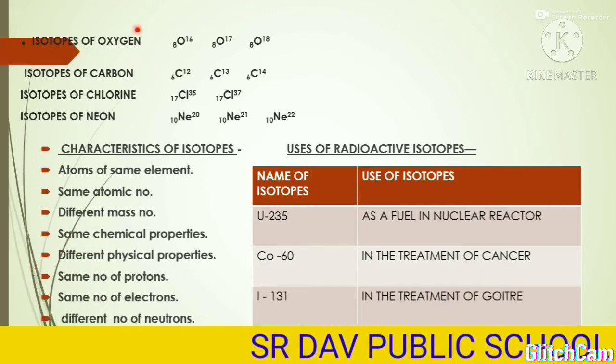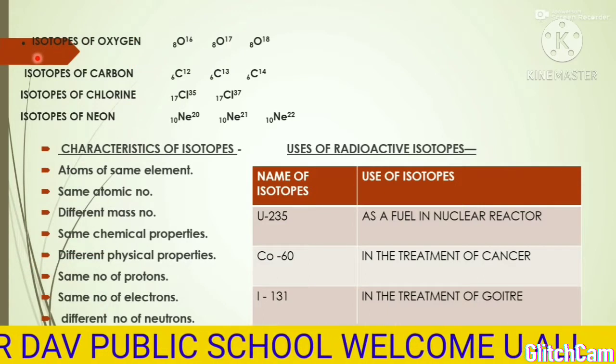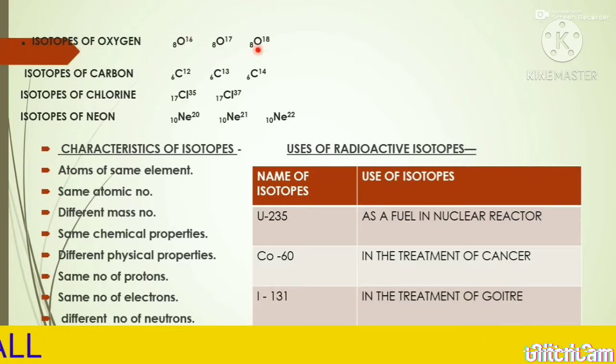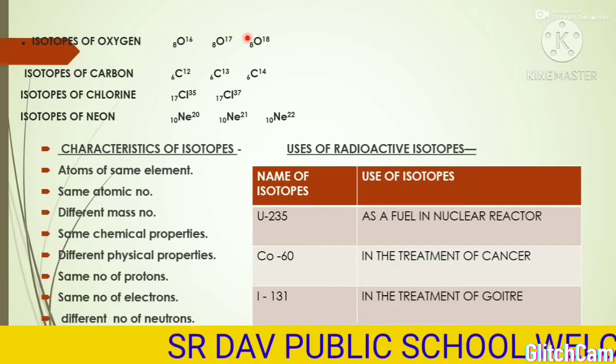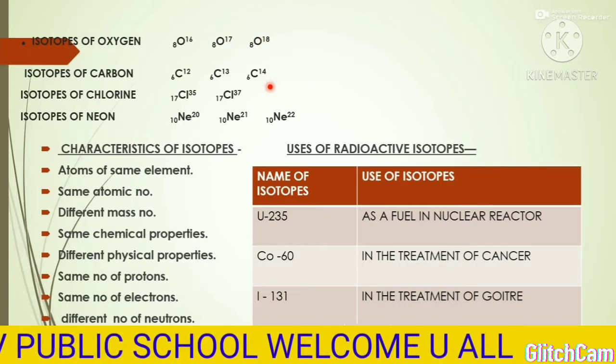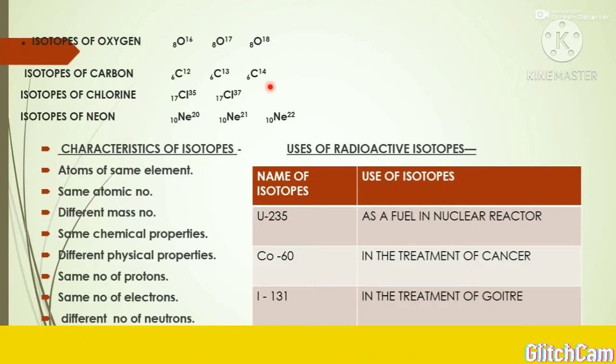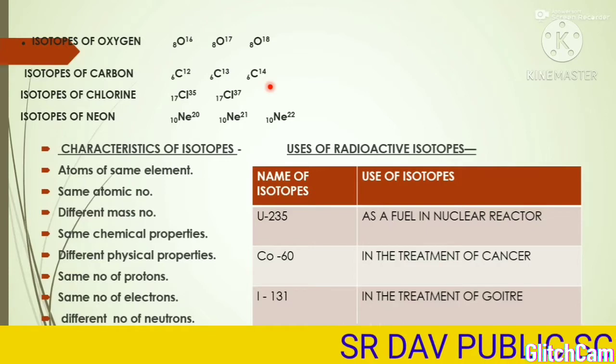In the previous session, I discussed isotopes with you. I discussed that isotopes are atoms of the same element which have the same atomic number but different mass number. So remember, the mass number is different. But due to this difference in mass number, it is a kind of problem.